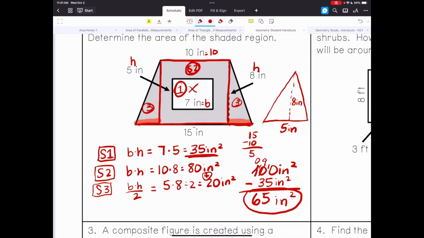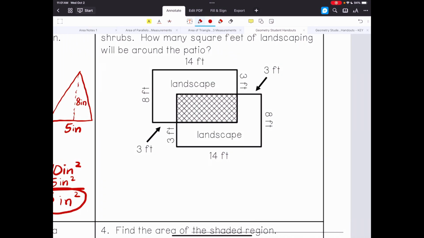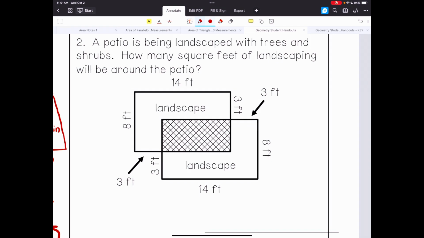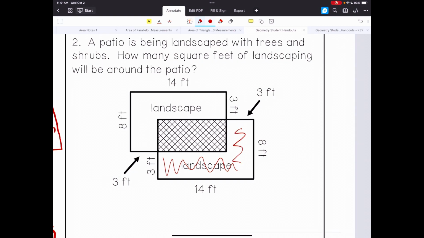Okay, let's take a look at question number 2. A patio is being landscaped with trees and shrubs. How many square feet of landscaping will be around the patio? So this is a situation where we've got this landscape area. They're talking about actually the white space. So we want to find that.